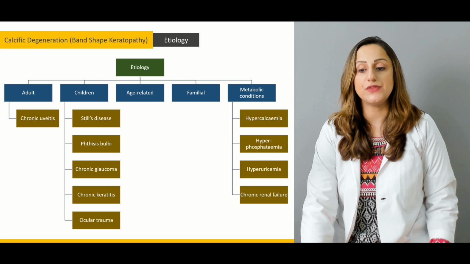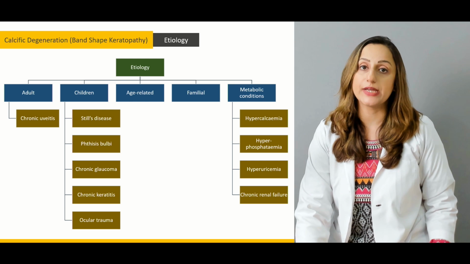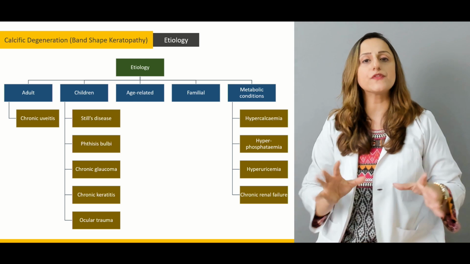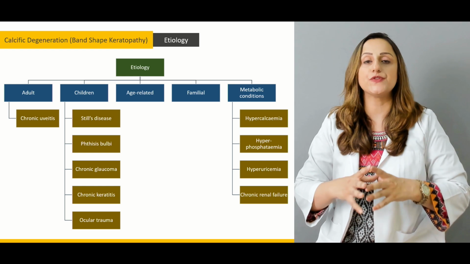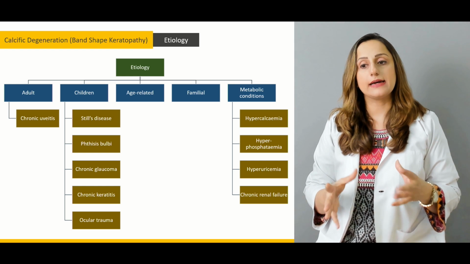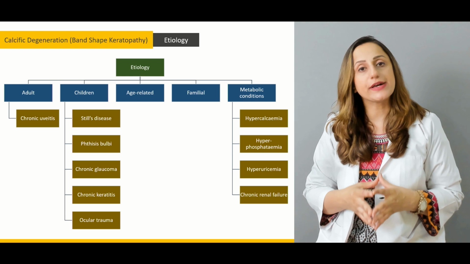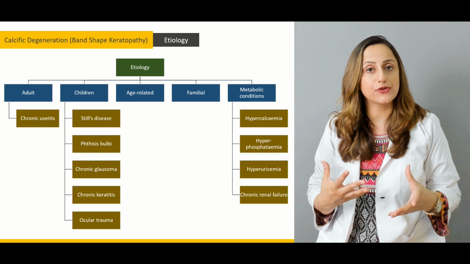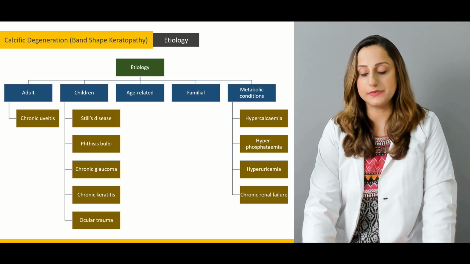And then we have chronic renal failure, if the patient is suffering from it. So all of these metabolic conditions are going to finally give the picture of a calcific degeneration that is occurring at the corneal epithelium.